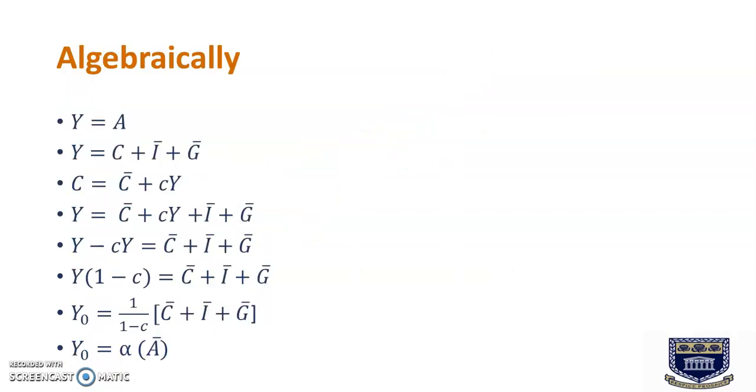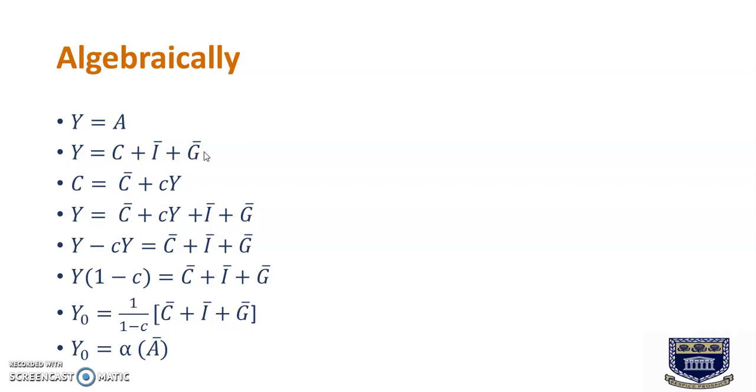Now we need to look at the algebraic derivation. So total income Y is in equilibrium only when it is equal to aggregate spending A. There we go. Where Y is equal to A. That is your equilibrium condition. You should thus always begin with your equilibrium condition. Next, you need to substitute the components of A, that is C plus I plus G, on the right-hand side of the equation.